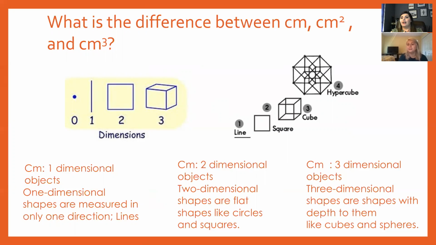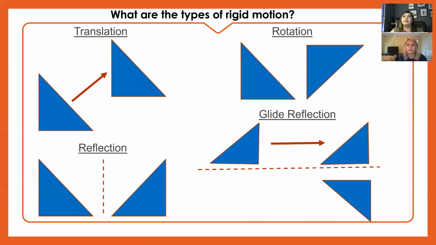So shapes that have depth to them, like cubes or spheres. And with the centimeter, I just wanted to point out that there is an understood 1 here. One right there, of course. So then we can talk about the different types of rigid motion.